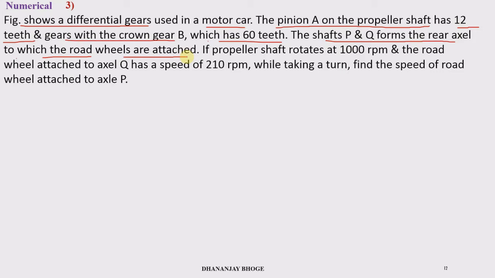If the propeller shaft rotates at 1000 rpm and the road wheel attached to the axle Q has a speed of 210 rpm while taking a turn, find the speed of the road wheel attached to axle P.